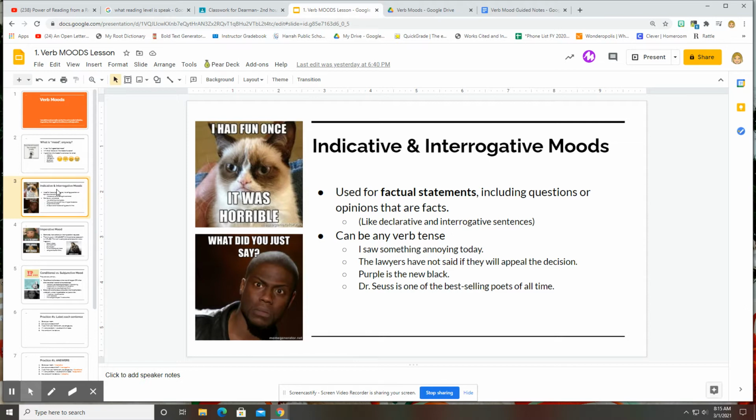These are in indicative mood, and if they were questions, they would be in interrogative mood.